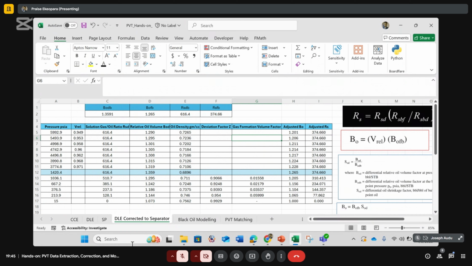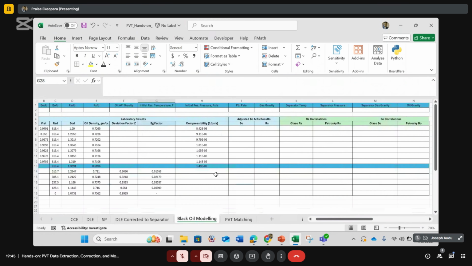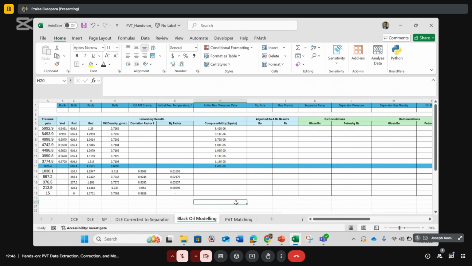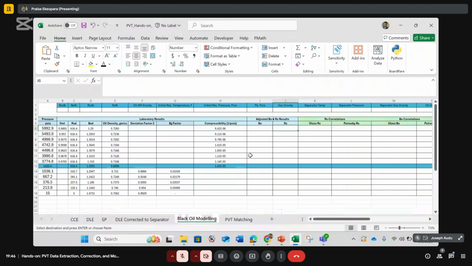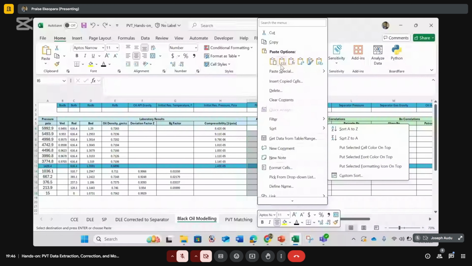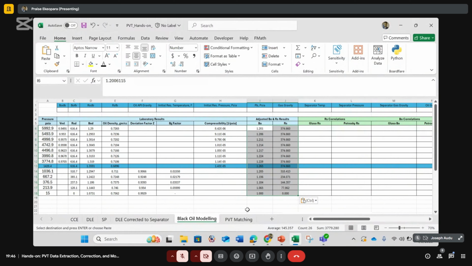So with this now, I'll just move over to the black oil modeling, right? And this is the part that we need to extract more information to. So in this place now where I have my adjusted BO and RS, I'll just go ahead and copy and paste the information just the same way I have it. I just come over here and paste it. Oh, let me paste as just numbers. Yeah, so I have this information over here.